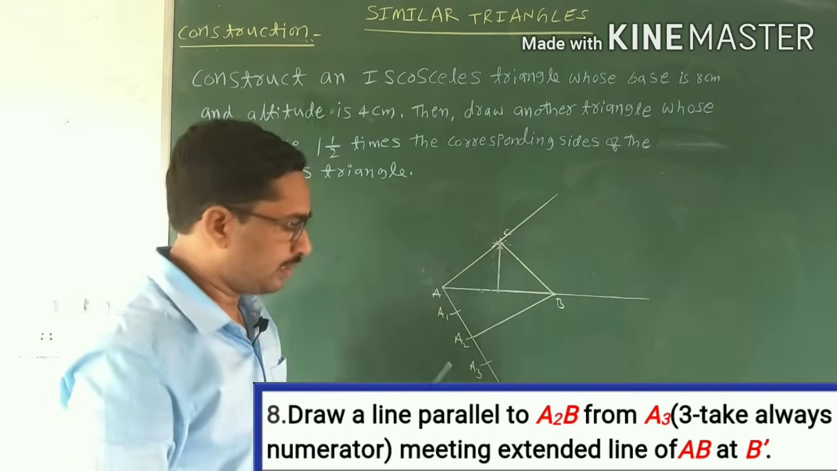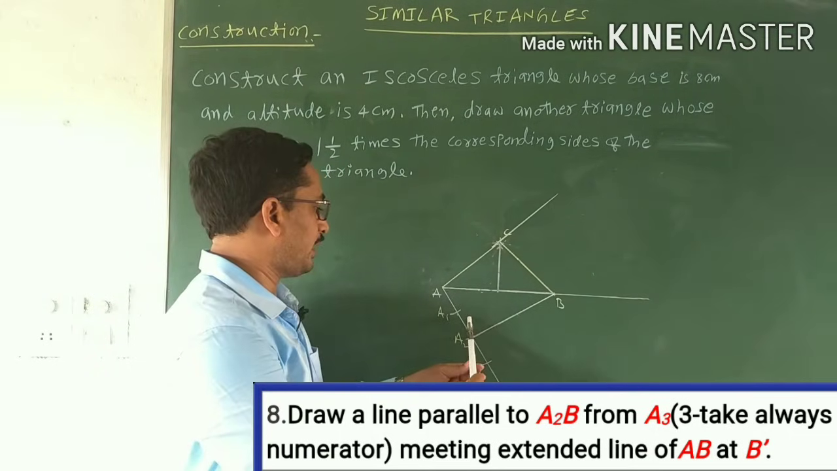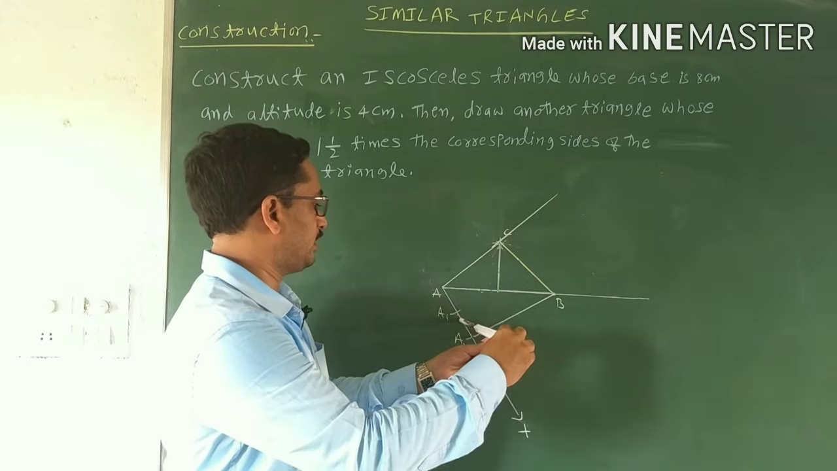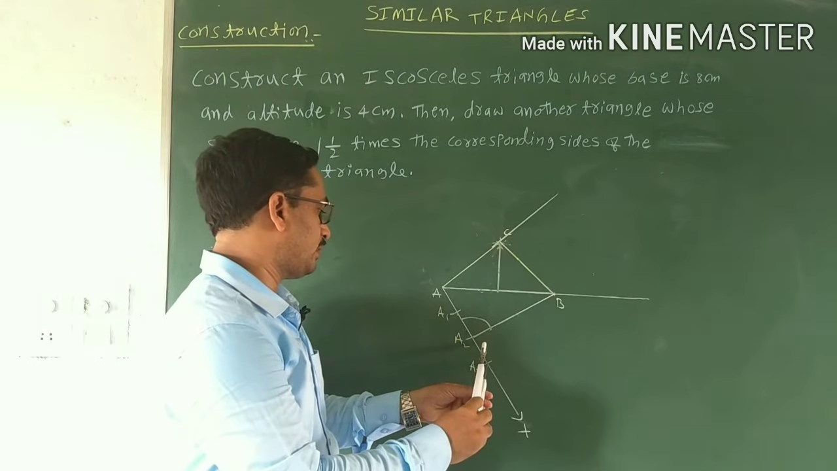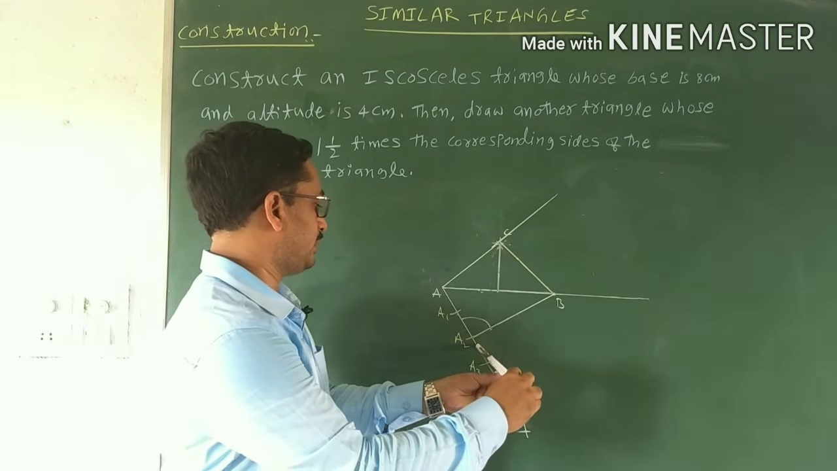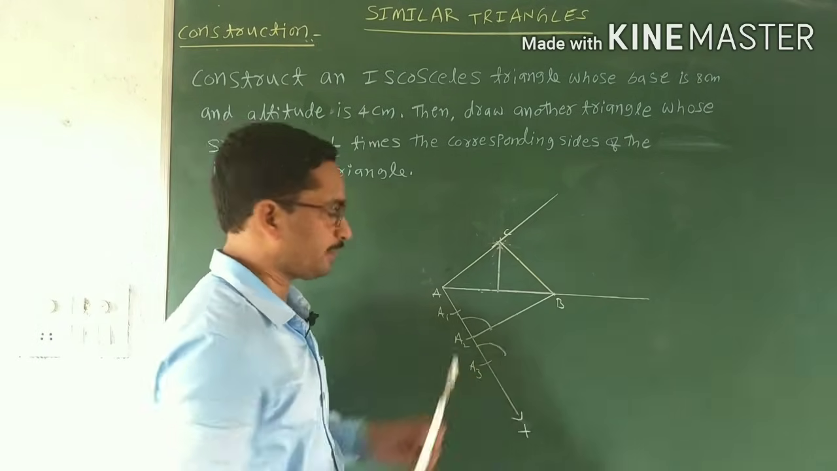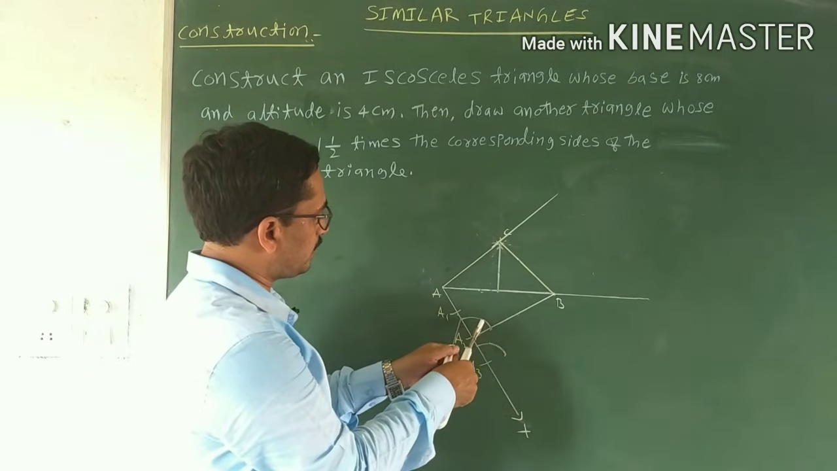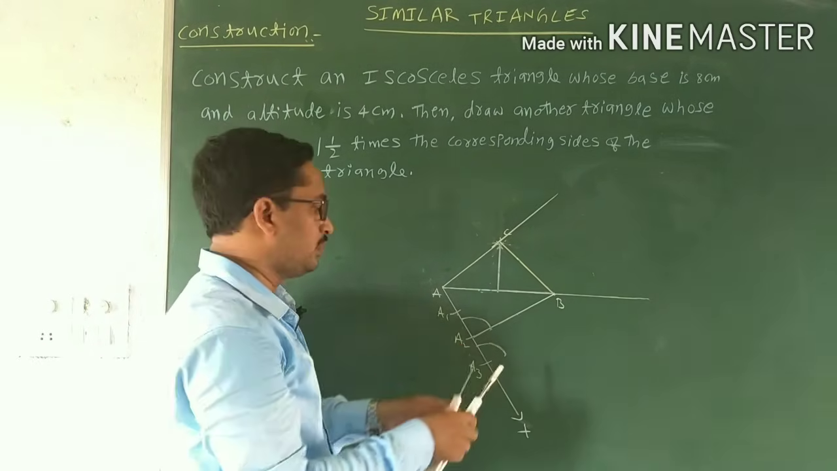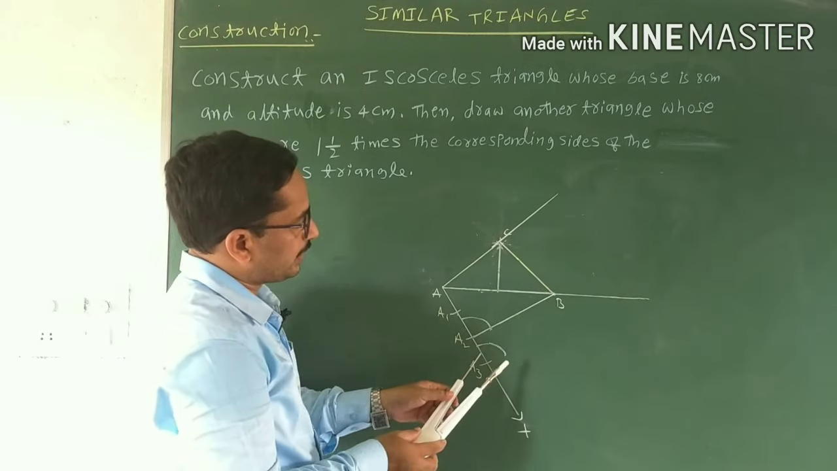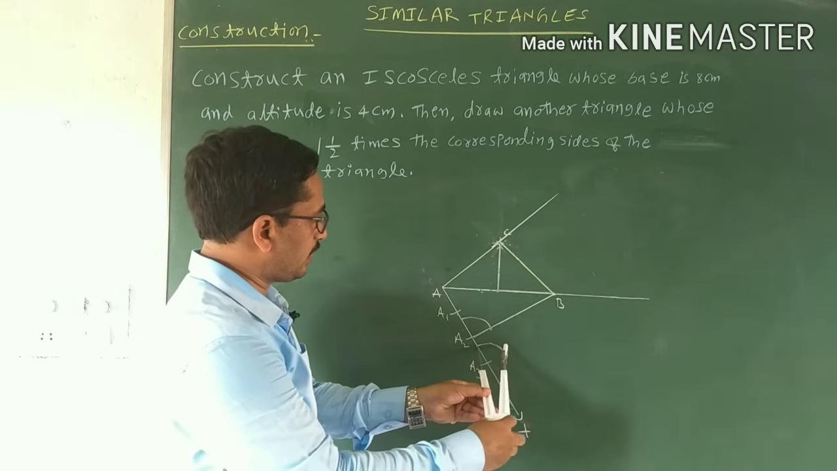So how to draw parallel lines? Here take A2 as the center, draw an arc. Next, with A3 as the center, draw an arc with the same measurement. No need to change the measurement. Next, take the length of the arc which is drawn from A2, and by taking this length, with the center at the arc drawn from A3, cut this arc.